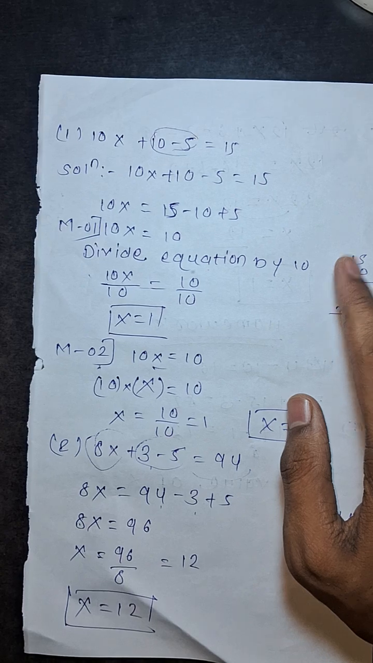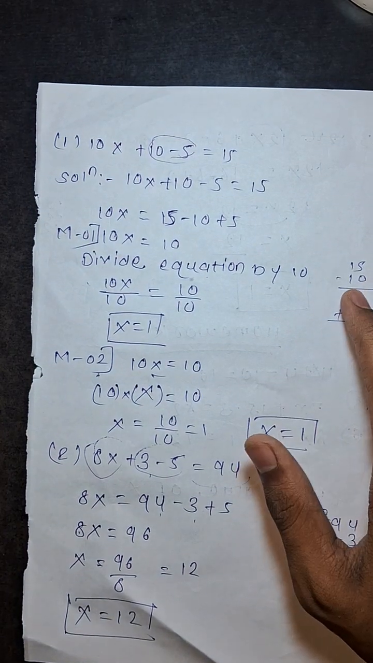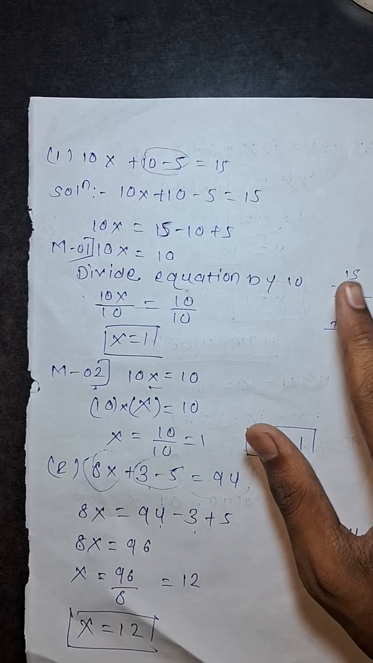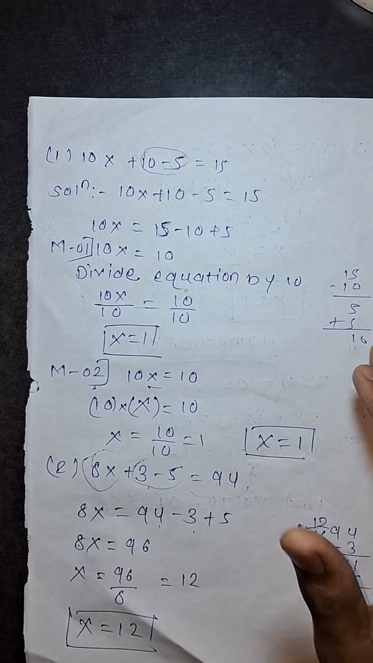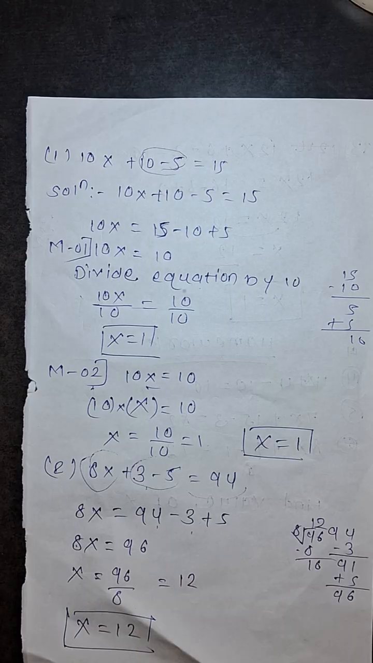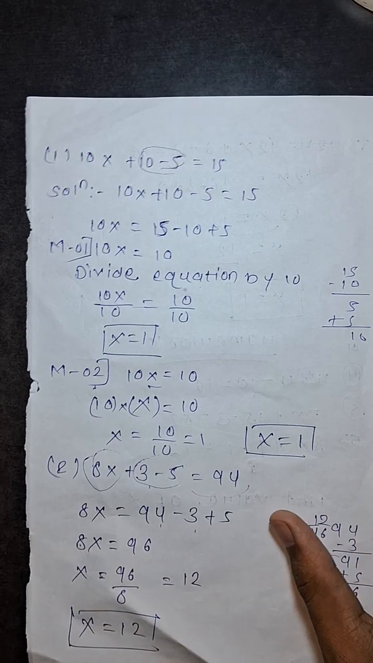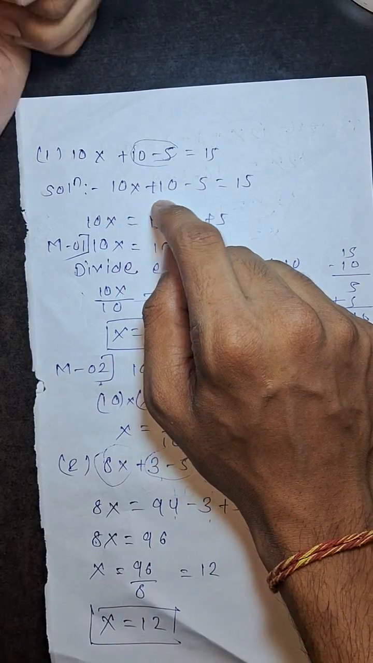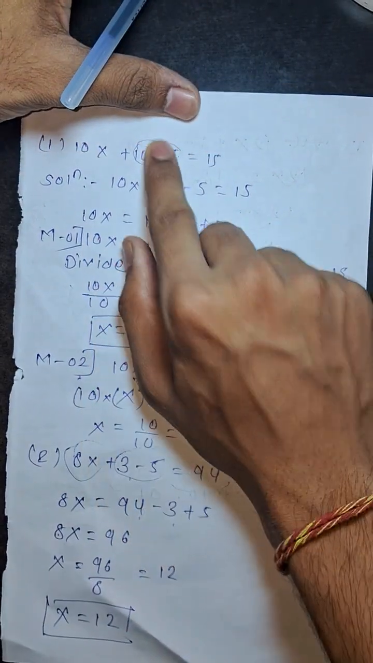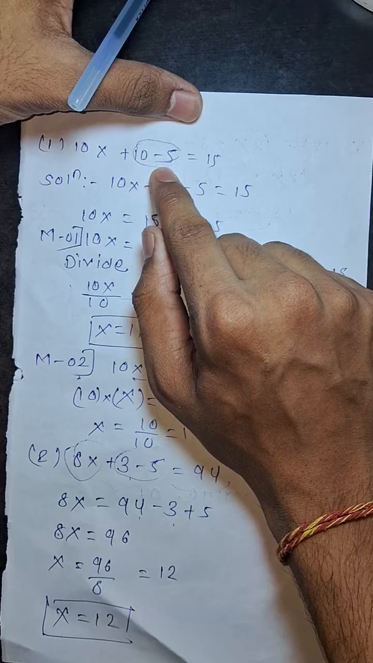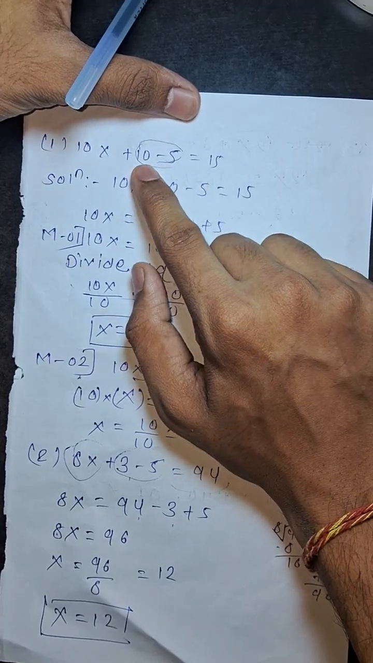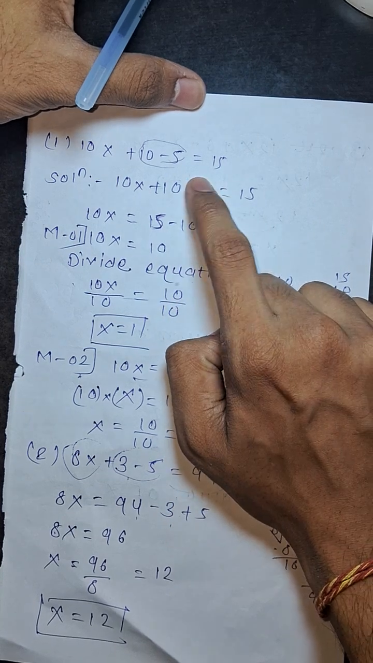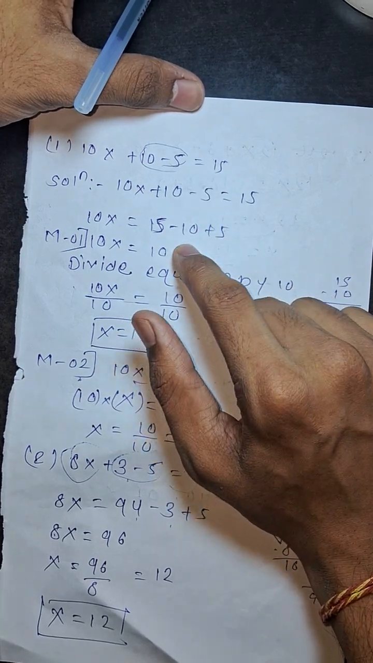Okay, now I'll explain. The question says 10x plus 5 minus 10 minus 5 is equal to 15. As I told you earlier, take all the constants on one side and all the variables on the other side. So we'll do that. First I wrote the equation, then what I did, 10x, this negative 5 will get converted into positive 5, and negative 10 will get converted into positive 10. Hence 15 plus 5 minus 10.